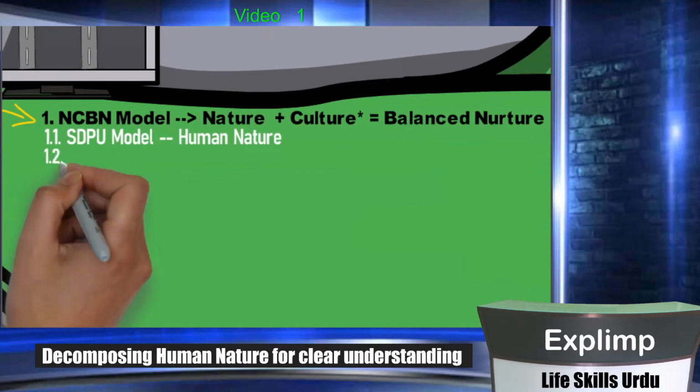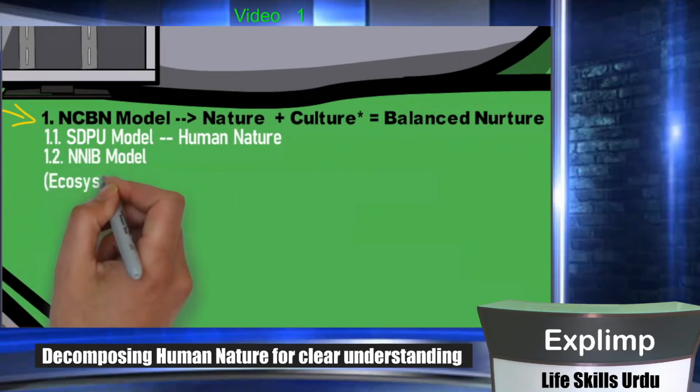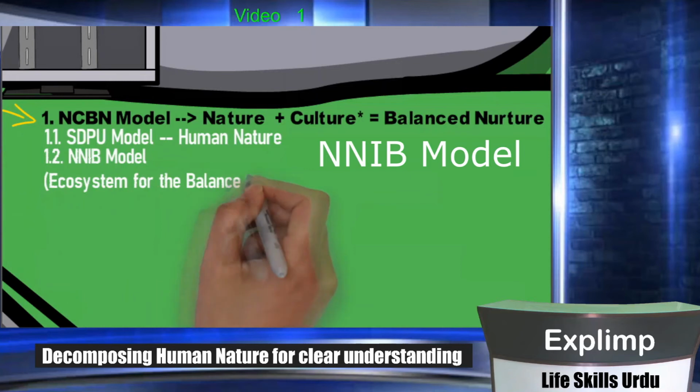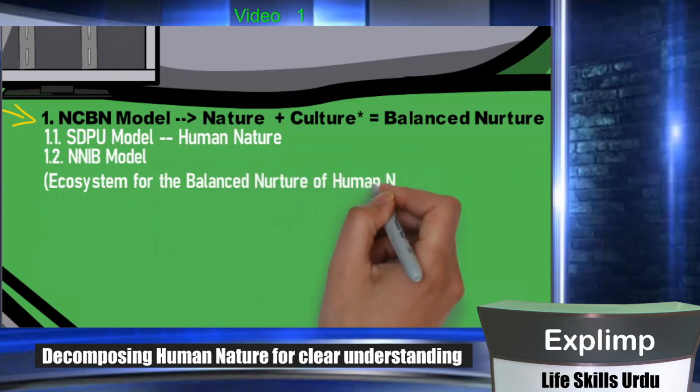And in 1.2 we will show you another model, which is called the NNIB model. It is basically an ecosystem for the balanced nurture of human nature. So once you have got that basic information about the NCBN model, then the SDPU model of human nature, in the NNIB model you are making a complete ecosystem using holistic perspectives, right? So also don't miss this playlist. Hopefully it will help us.